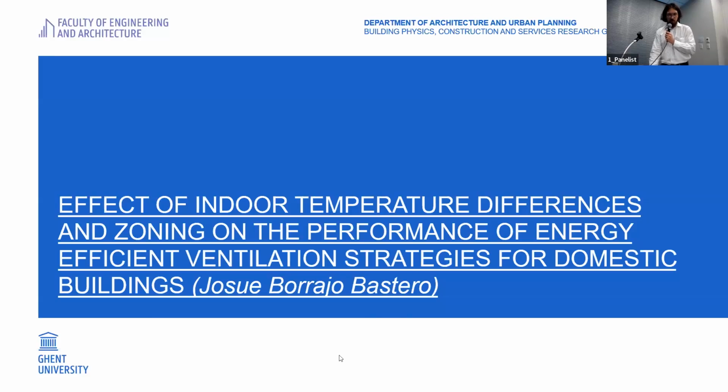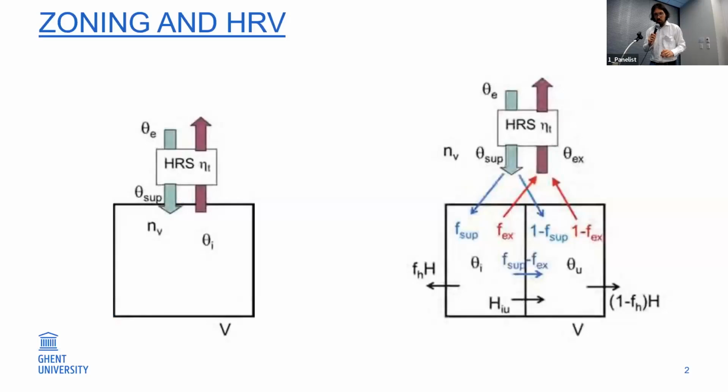So what am I going to talk about? The title is quite long, but it's a very specific situation where we're looking at the impact of not having uniform temperatures throughout the building on the predicted performance of energy-saving ventilation strategies, which include, in this case, both heat recovery ventilation and demand-controlled ventilation, and a combination of those two strategies. The quality of this picture is not fantastic, but I guess we'll be able to see what it's about.